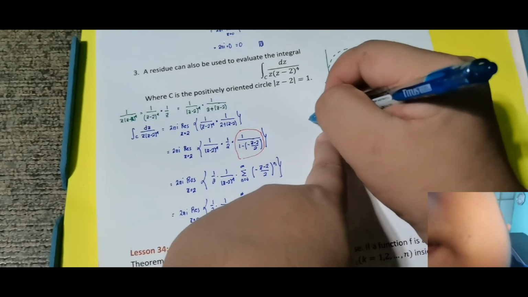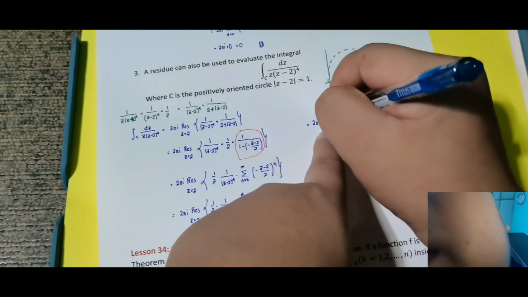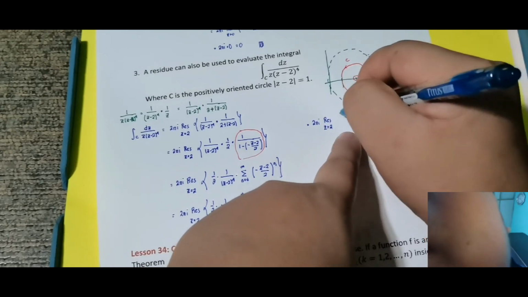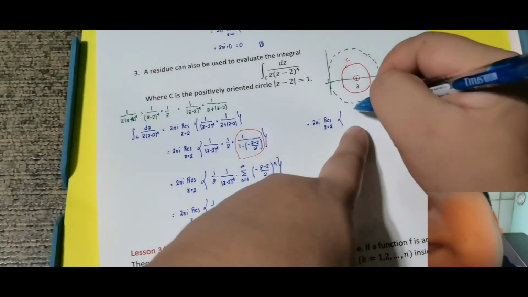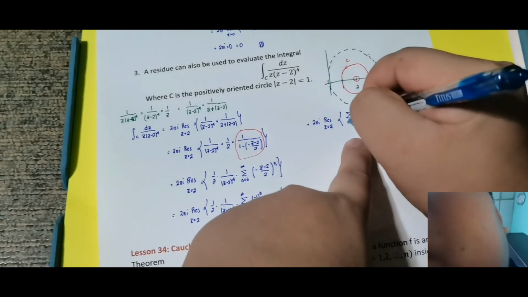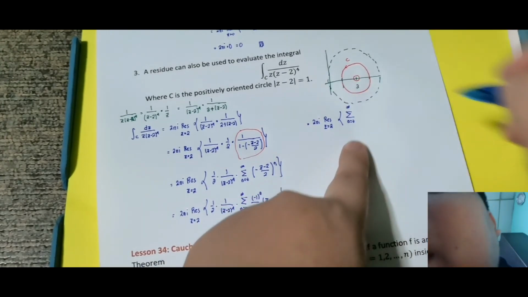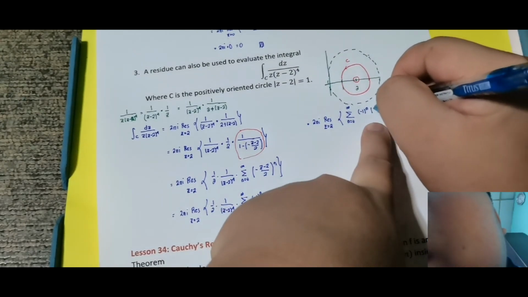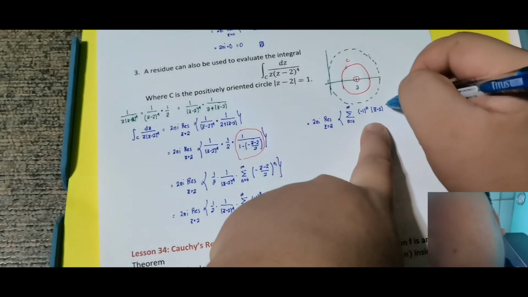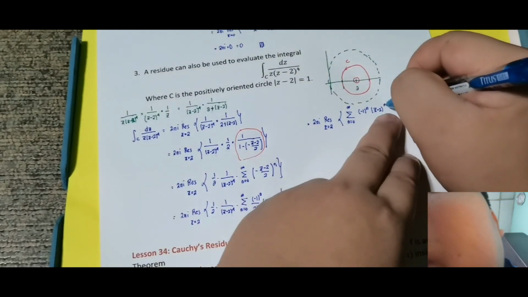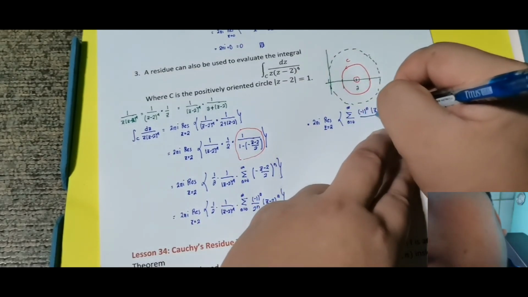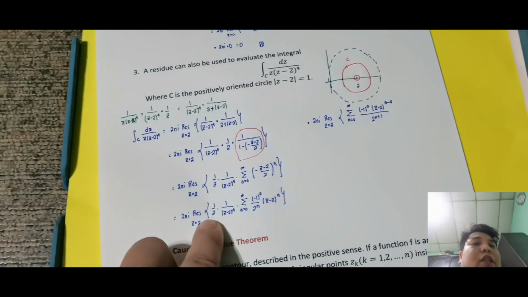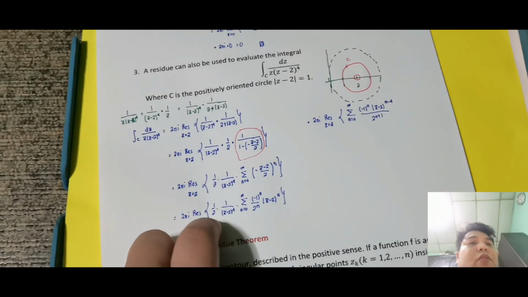So this is simply equal to 2 pi i residue for z equal to 2. Then this is equal to summation for n equal to 0 up to infinity, then negative 1 raised to n, then z minus 2 raised to, it's in the denominator, so n minus 4, all over 2 raised to n plus 1, because in the denominator it is increased. Because that was 2 raised to n, and then it becomes 2 raised to n plus 1.